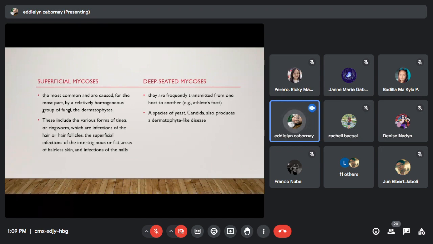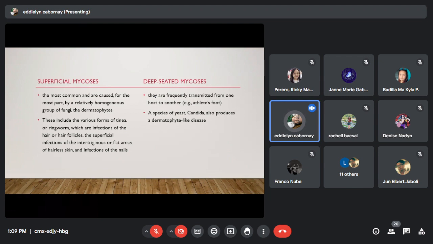Superficial mycosis again. As a rule, these lesions are mild, superficial, and restricted. The causative microbes are specialized saprophytes with the unusual ability to digest keratin, so they are in the keratin part of our skin. They have their ultimate reservoir in the soil.